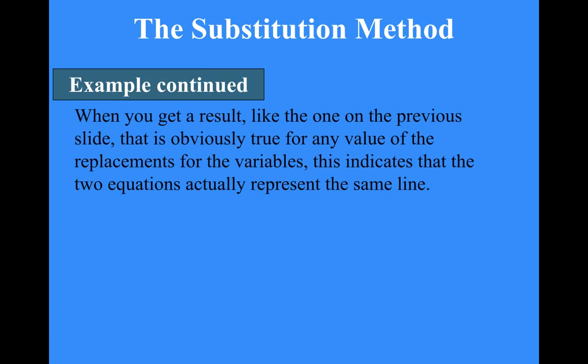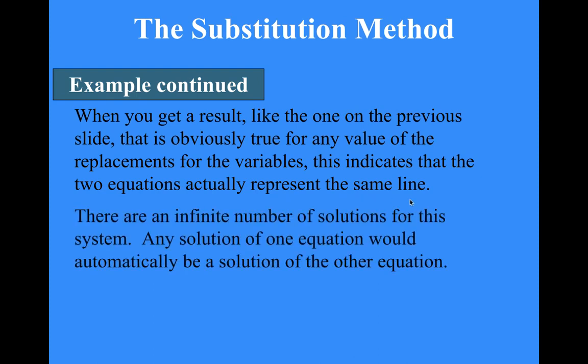So just as this says, when you get a result like this one on the previous slide, a true statement, and all my variables canceled out, this indicates that the two equations actually represent the same line, which means we have infinite solutions. You can read this to yourselves if you'd like to, but I just broke it down. You have infinite solutions when your variables cancel out and you're left with a true statement. We talked about this in the last lesson.